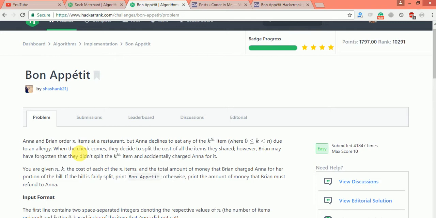If Anna pays more than that value, then Brian owes Anna, and we have to find that out. So here it is given the cost of each item and the total amount of money Brian charged Anna for her portion of the bill. If the bill is fairly split, print Bon Appetit, otherwise print the amount of money that Brian must refund to Anna.